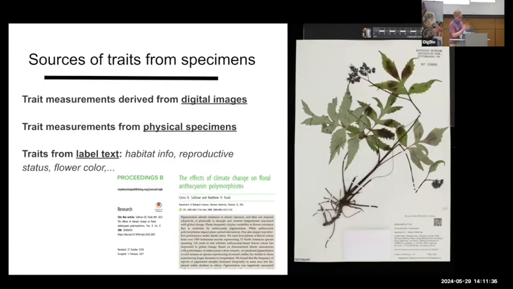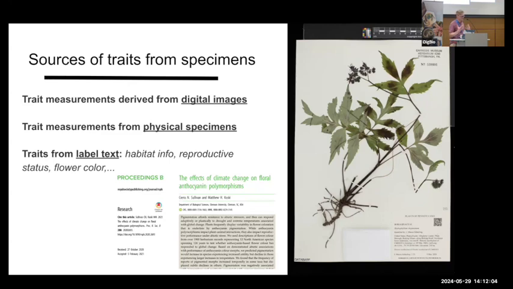And Rob had this great breakdown thinking about the different sources of traits from specimens. We can measure traits from the digital images. We can measure traits from the physical specimens, or we could do a combination thereof. And then you can also get traits from the label text. Sometimes the label has some interesting information.